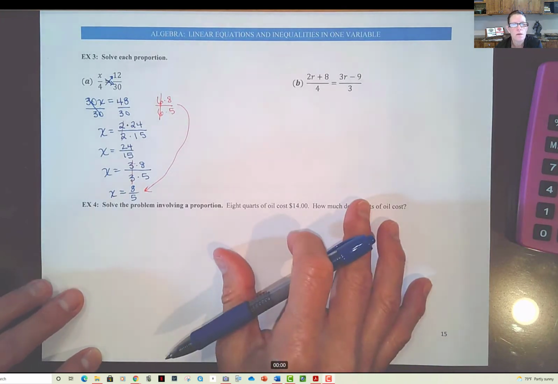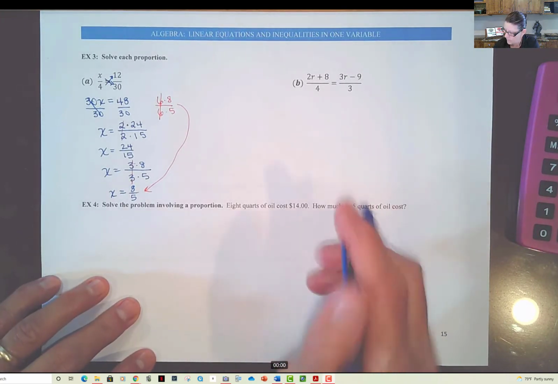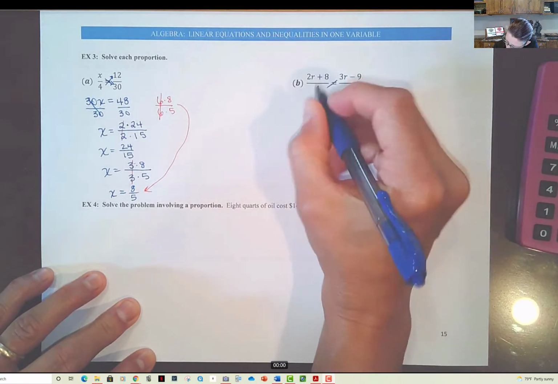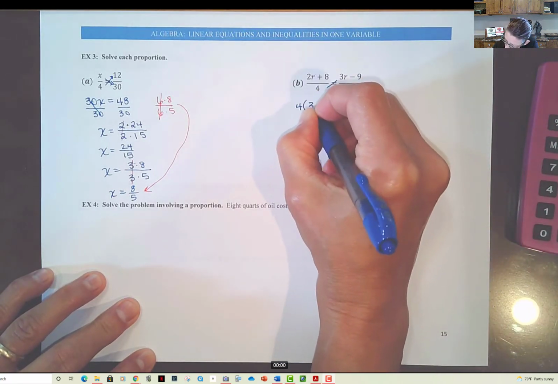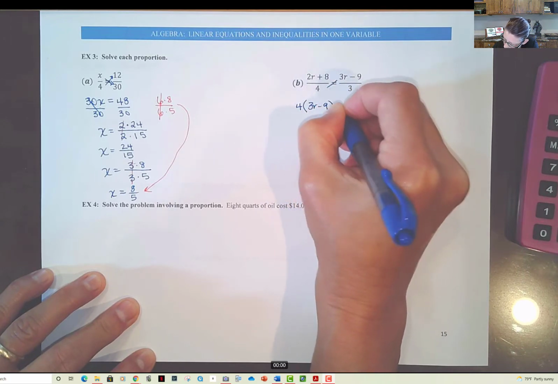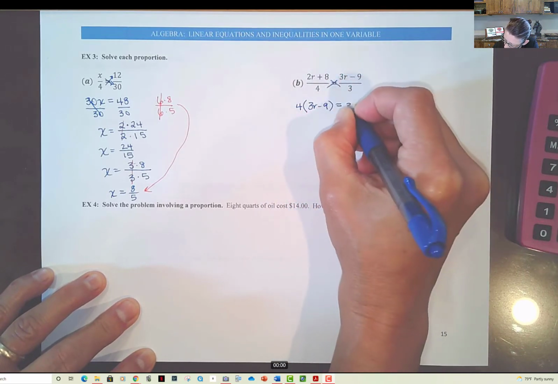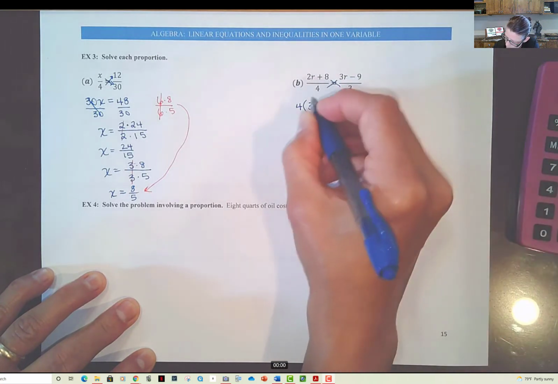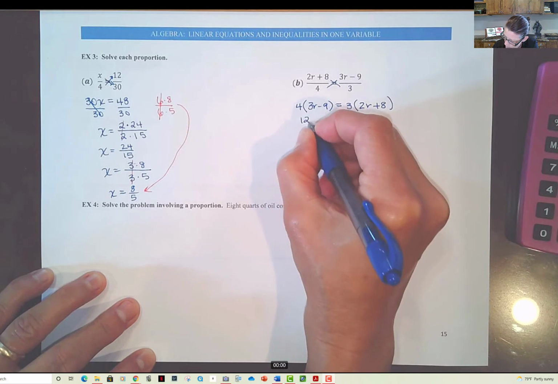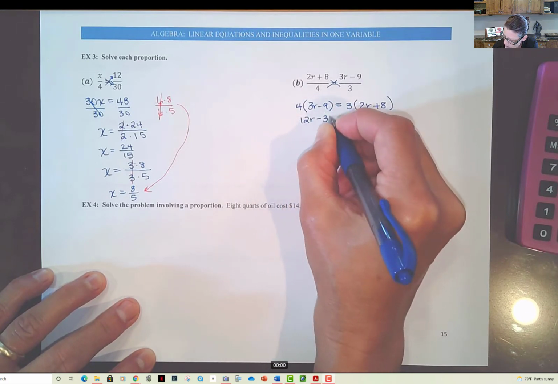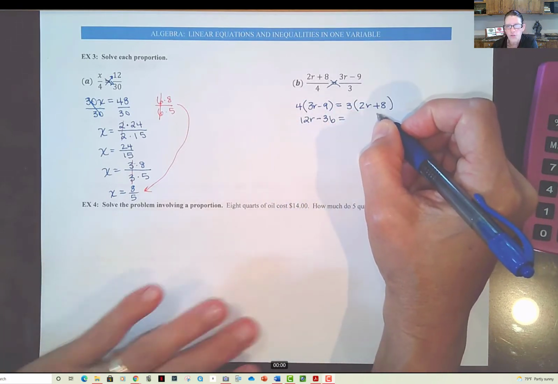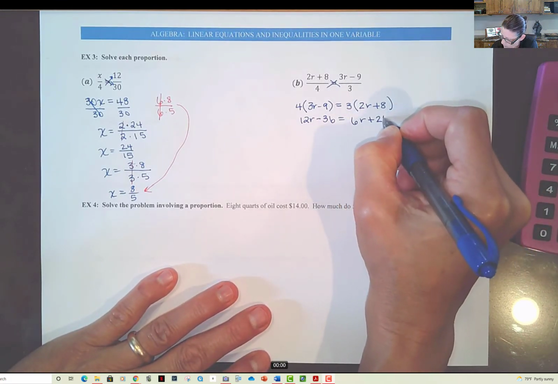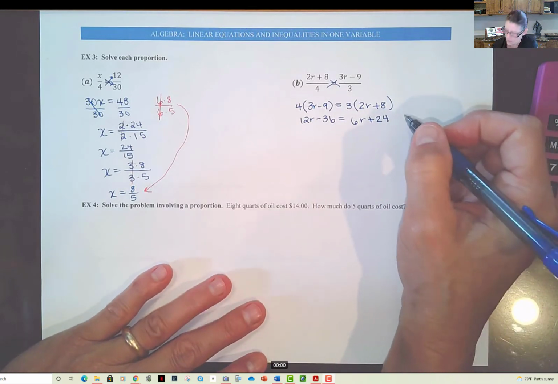Okay. In part B, if this is a true proportion, then the cross products are equal. Let's look at those. Multiply 4 times 3r minus 9. Set that equal to 3 times 2r plus 8. Let's go ahead and distribute the 4 to give 12r minus 36. And distribute the 3 to obtain 6r plus 24. And this is a linear equation for us to solve.